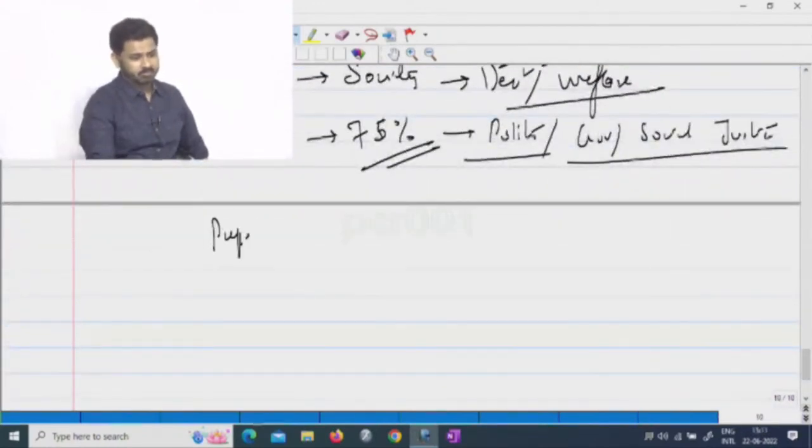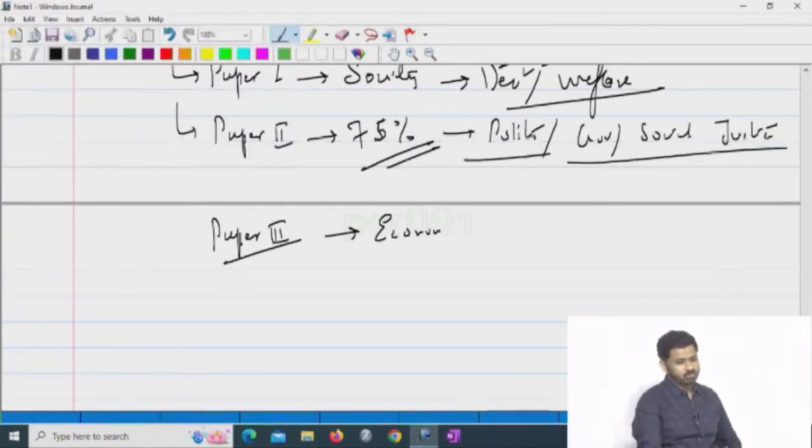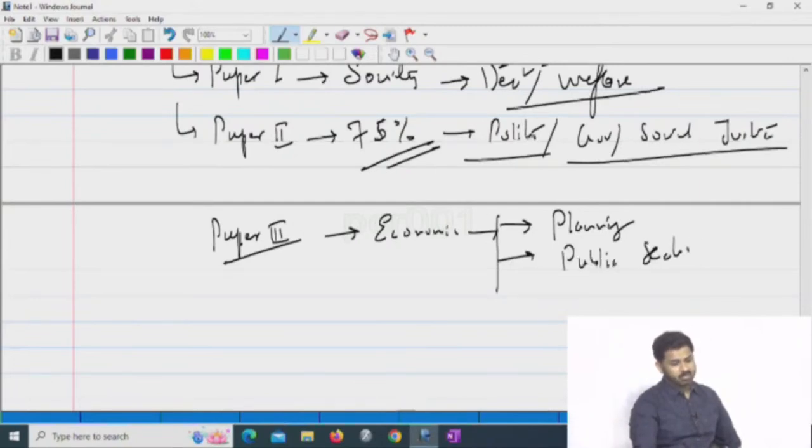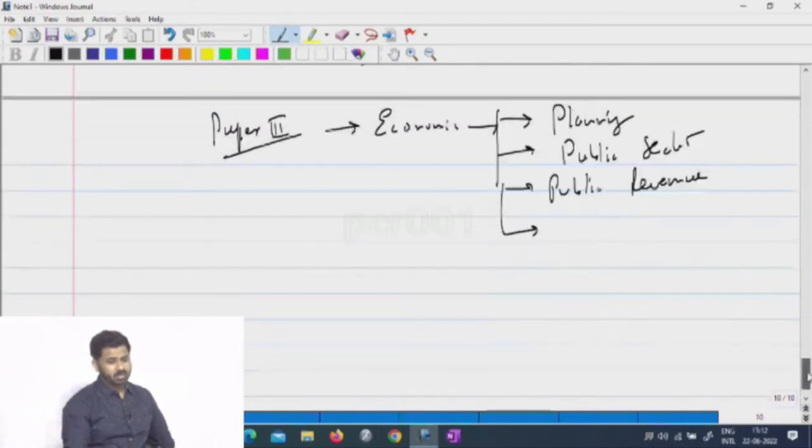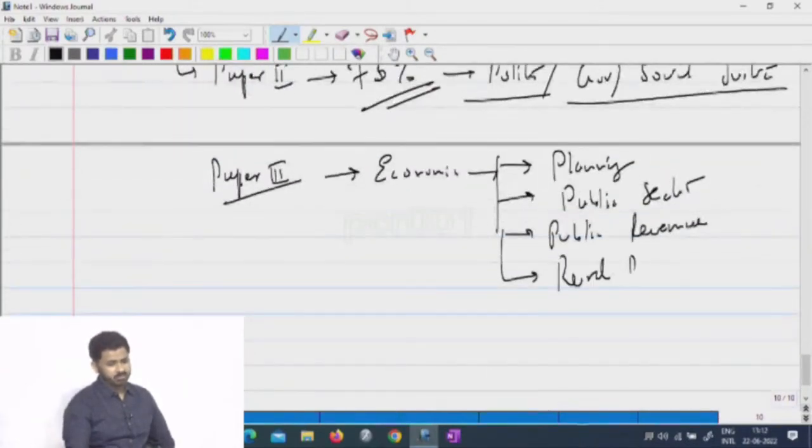Then paper 3, I can't express it in terms of percentage, but I can tell you there are areas of economics. What areas are there in your syllabus? Planning, right? Plan and priorities, where you study Niti Aayog and the previous regime, public sector enterprises, public sector. Then public revenue is about the taxes, how they are collected, center, state, who takes what, GST and everything. Everything is to be studied in your PubEd also. This will be helpful in your polity as well. Public revenue. Then rural development.